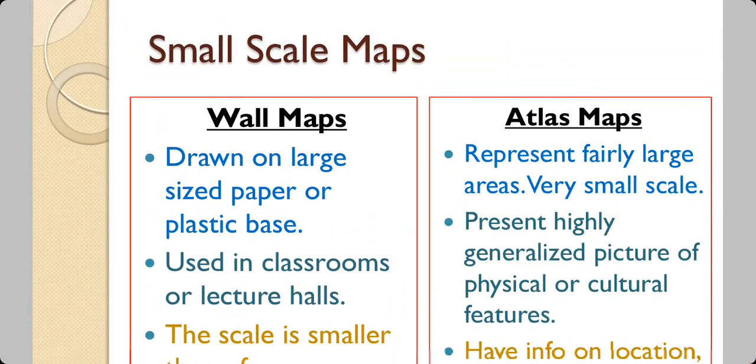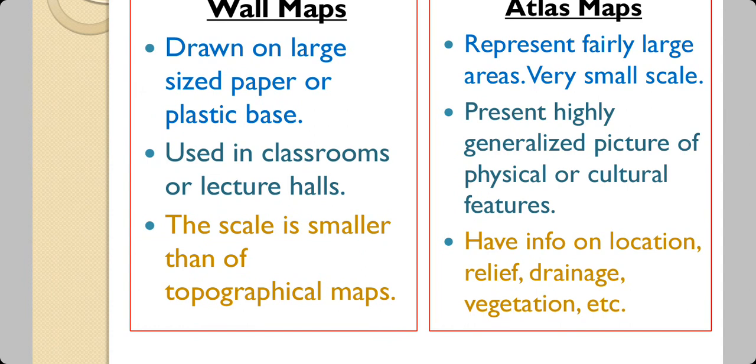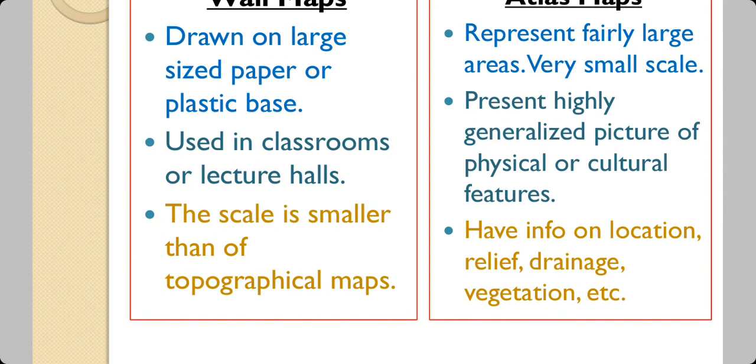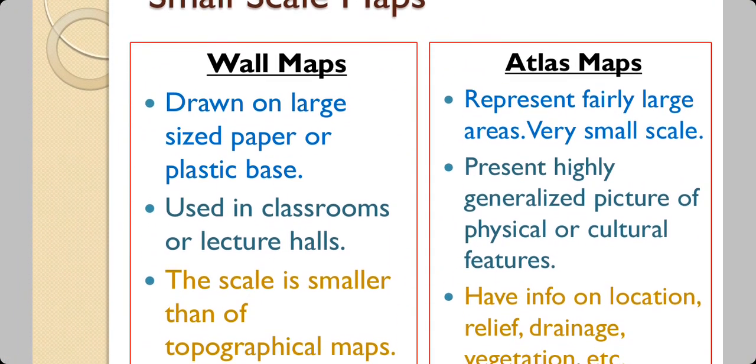You all have seen some maps hanging in your geography laboratory, or sometimes your teacher brings a map to your classroom. Now, these are drawn on a large size paper, or like a chart paper, or a plastic base, and used in classrooms and lecture halls. You can also find such maps in the offices of the government, whether it's central government or the state government. The scale is smaller than our topographical maps.